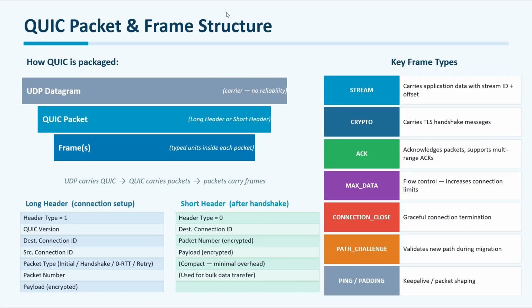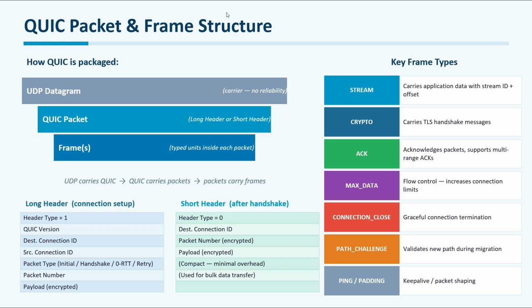Now let's move on to QUIC's packet and frame structure. First, its packet types. There are two significant packet types in the QUIC protocol: long headers and short headers. Long headers are used during the connection establishment phase. They include full source and destination connection IDs, the QUIC version number, and the packet type field. The four long header packet types are Initial, 0-RTT, Handshake, and Retry, where Initial carries the first crypto handshake message, client hello and server hello.